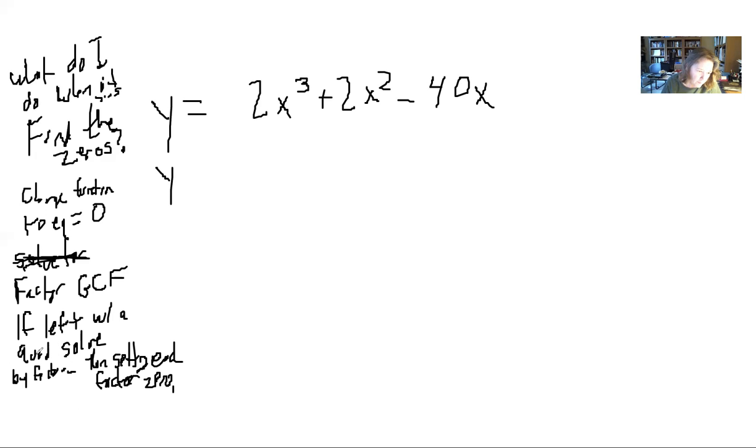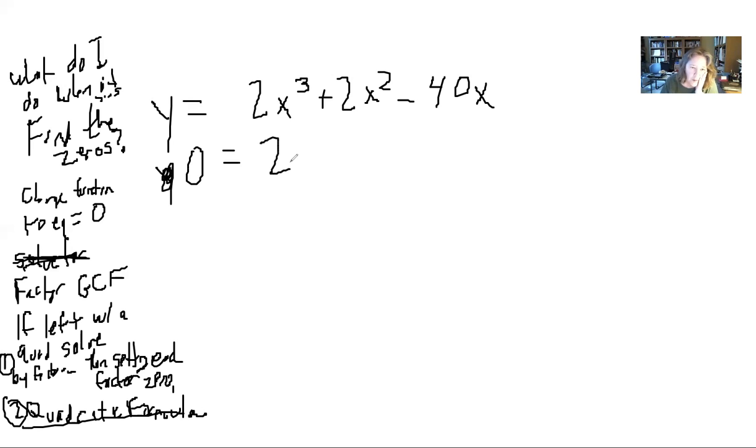Or if left with the quadratic, you can solve by this method, or you can solve by the quadratic formula. Usually the factoring method is easier if it's clean numbers, but if you can't get it to work, you can always go to the quadratic formula. So we're going to change the function to 0, and we're going to factor out the greatest common factor.